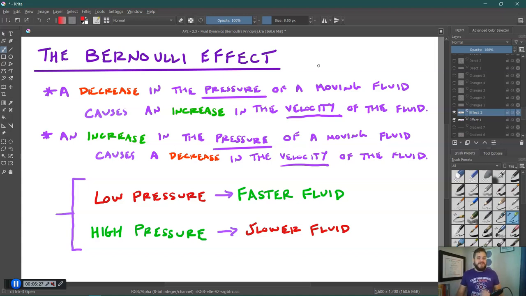The other point I want to bring up, though, is that this is somewhat counterintuitive. Typically we think if something has high pressure, well, then it's pushing really hard and it must be moving faster. And we're seeing this is actually not what's happening here. So let's zoom in and figure out what exactly is going on.